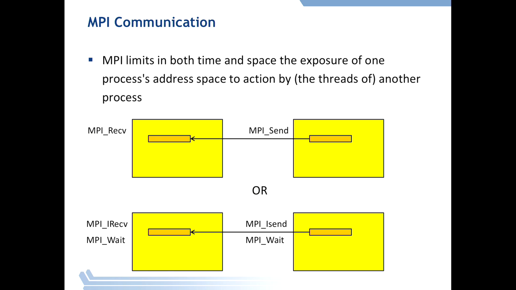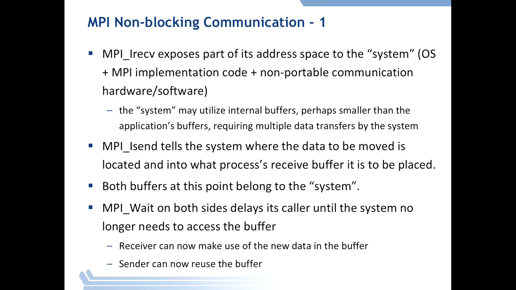And of course, we have non-blocking operations, we'll talk more about those in a second, where instead of a receive, where you allow someone to write on your memory between the time MPI receive is called and the time it returns, if you do an MPI I receive, you're leaving it open until the wait. So any of the time between the I receive and the wait, someone else can write on that memory. So an MPI I receive exposes part of its address space to the, quote, system.